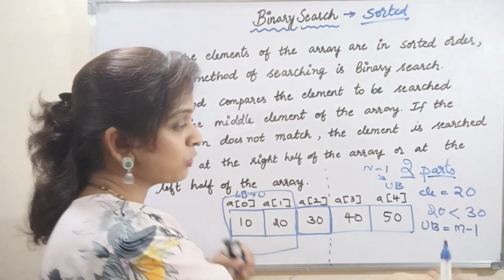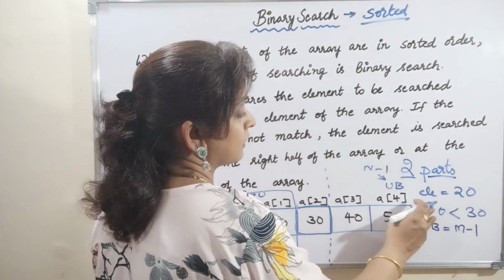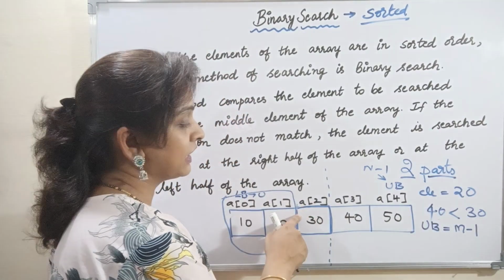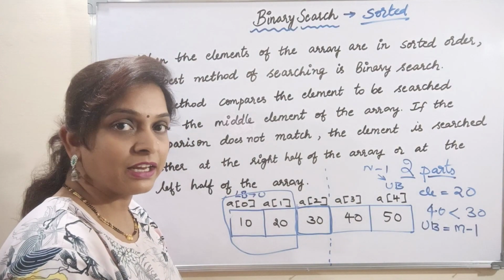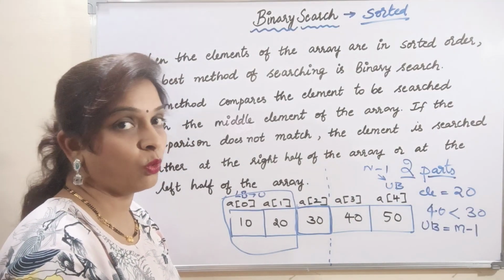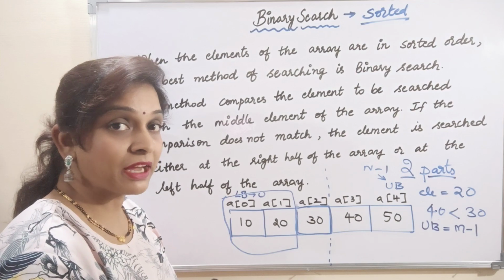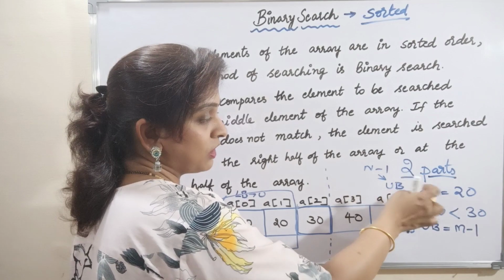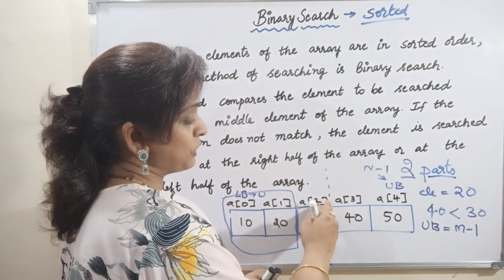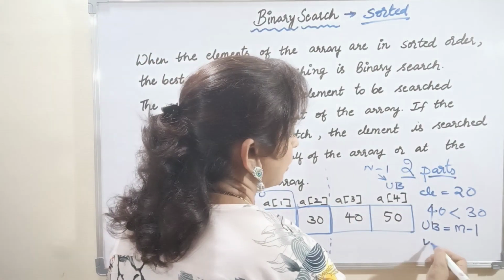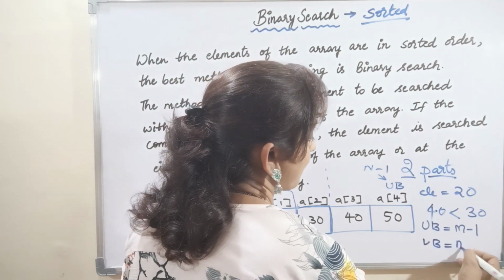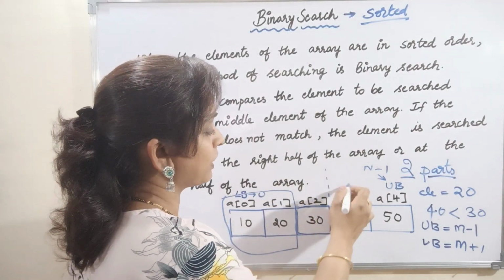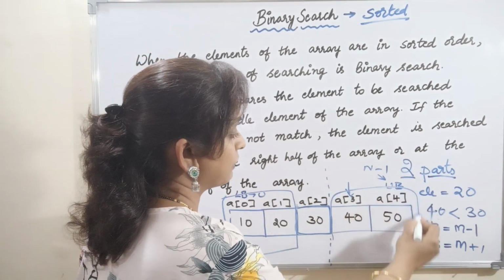But if the element is found to be greater, say I want to search 40. Now compare 40 with the mid element. Is 40 less than 30? No, it is greater, meaning my elements are towards the right. So when I move towards the right, the upper bound remains the same. The lower bound has to be changed. So I just say lower bound equal to mid plus 1. So mid is 2, plus 1, it points here. So my array will be only this much.